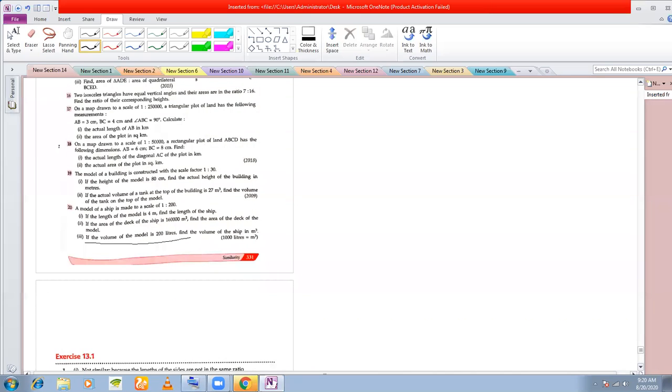Also remember, I'm giving you 18 and 19. Now these are model problems, not similar triangle problems. These are problems from maps and models. So let's do number 18. On a map drawn to scale of 1:50,000. Let's write the scale.